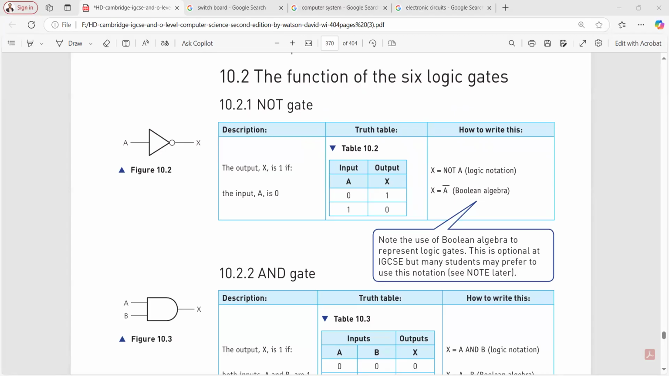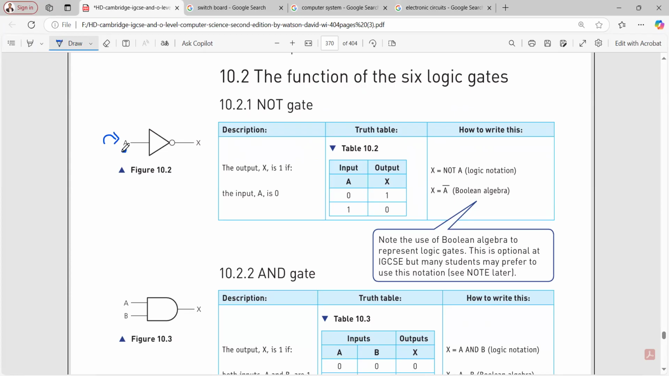Then the next title is going to be NOT gate, and you are going to create this table as it is. Make sure you are drawing it correctly. If you don't draw it correctly, you will not be getting the marks. Your lines should be straight and it should be the way it is right here. What is the input? Input is A. From this part, the input is being generated. Where is the output? The output is right here. The output is X, right?